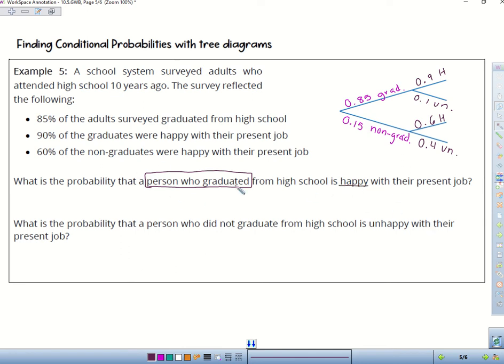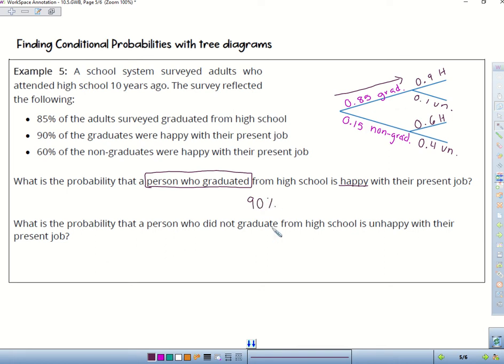So we are already going to be looking at the person who graduated. So when they give you this, you get to kind of fast track. Think of the fast track line at Universal. This is what you get to do when they specify. So we get to fast track through people who graduated because we already were given that information. Now of that group, what percentage were happy? 90%. So the answer is just 90%.